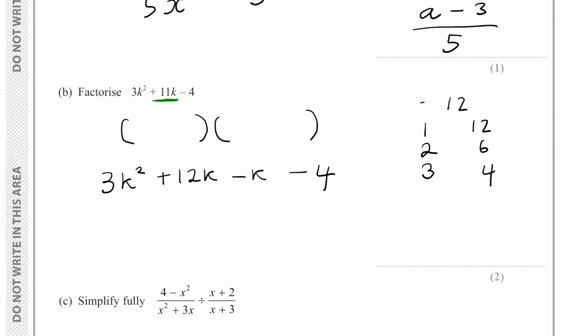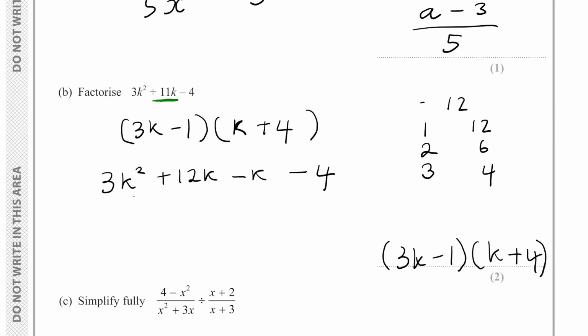So what can I take out of 3k squared and 12k? What comes out of the first 2 terms? 3k, and then 3k times what makes 3k squared? That's k. 3k times what makes 12k, plus 4. Something times k is negative k, that's negative 1. And negative 1 times positive 4 is negative 4. So I've got 3k minus 1 times k plus 4.